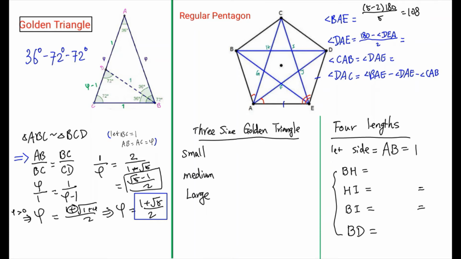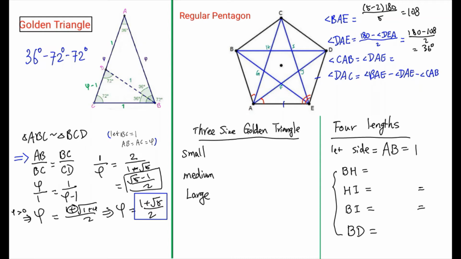Next, let's look at angle DAE, which is over here. The angle is 180 minus angle DEA over here, since if you look at the triangle DAE, it is an isosceles triangle, so this angle over here and this angle are the same thing. This is why this works: 180 minus 108 divided by 2 is equal to, what is it equal to? 36.